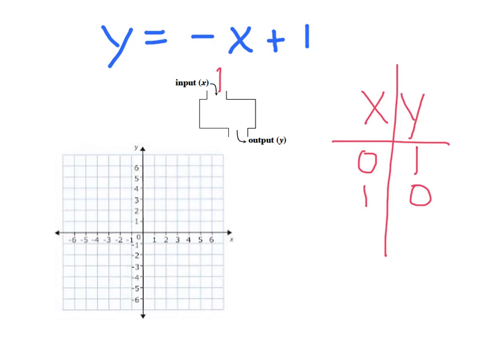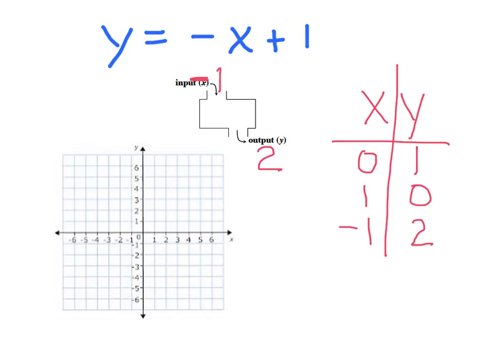All right, let's try -1. That could be a little tricky, but what would you get if X is -1? Think about it. Well, if X is -1, I'm going to take the opposite of X. That would be +1. And then I'll add 1. That would give me an output of 2. So if X is -1, Y is 2.